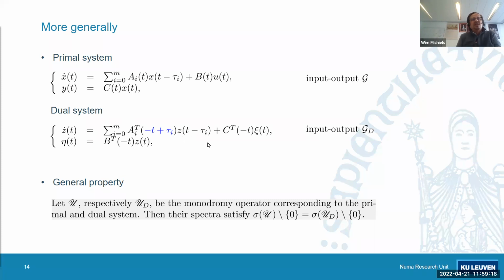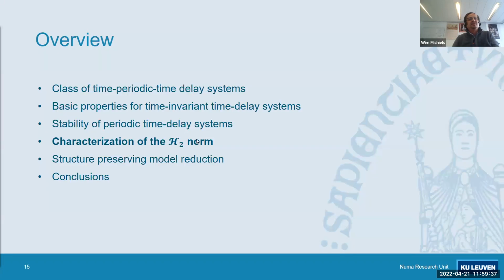So we have now two systems, and what can you now show? The first important property is that both primal and dual system share the same spectra, except for possibly 0. So that also means that in fact stability is carried over in two directions.